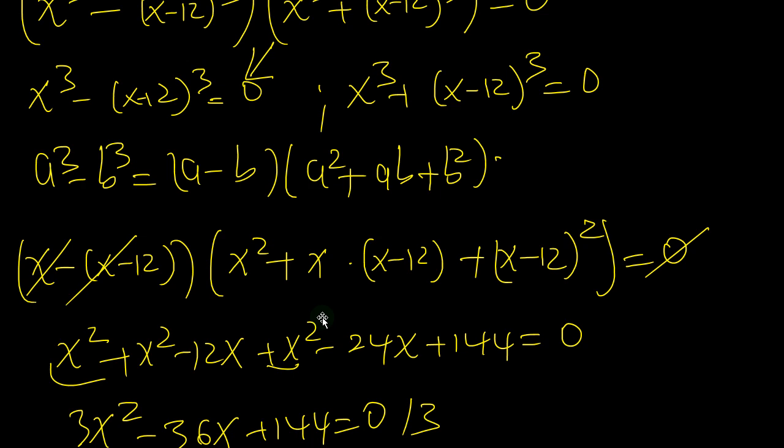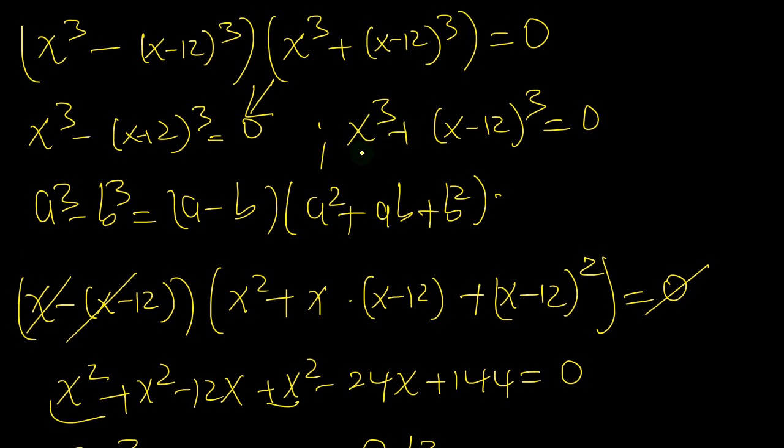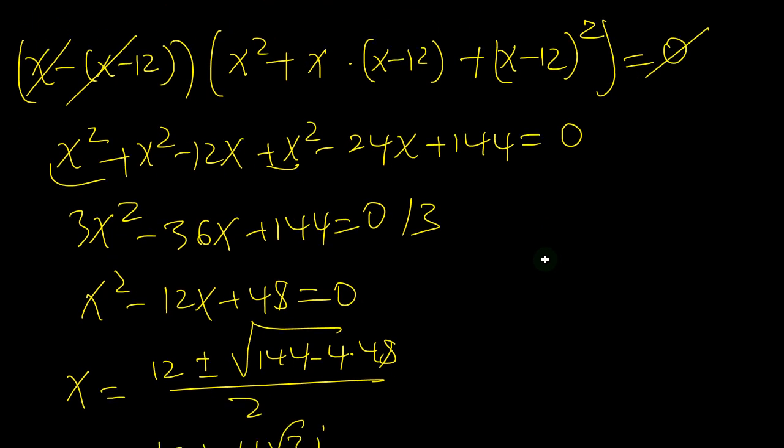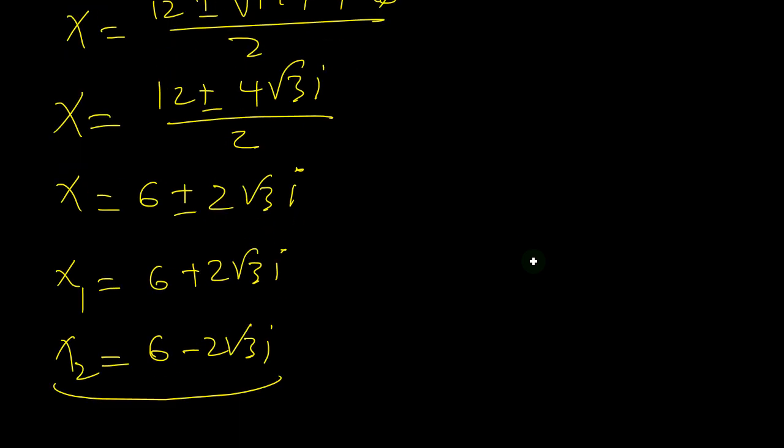So let's go to the second case, which is this one here. We're going to apply basically the same steps. Let me change the color here. We have that this is x to the 3 plus (x minus 12) to the 3 equals 0.